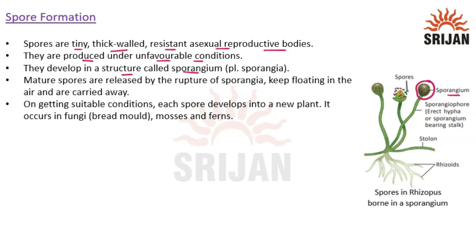Now, the mature spores are released by the rupture of sporangia, which keep floating in the air and are carried away. When they get suitable conditions which are favorable for their growth, each spore develops into a new plant. It occurs in fungi like bread mold, mosses, and ferns.